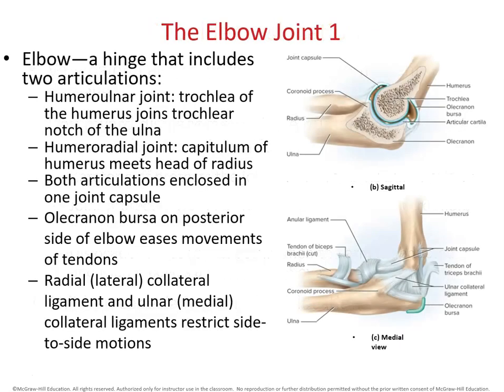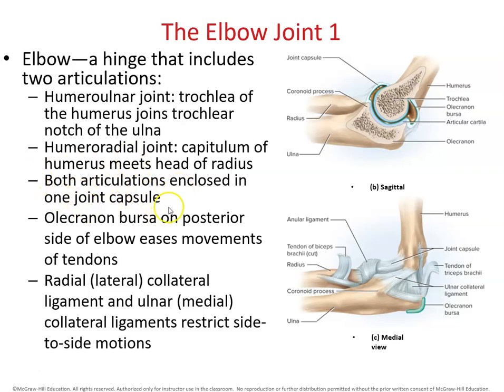Okay, so now we're going to move on to talking about the elbow. The elbow is a hinge joint. It has 2 articulations. Okay, so we have the humeroulnar joint and humeroradial joint. In other words, there are 2 places where movement happens, where the humerus and ulna come together and where the humerus and radius come together.